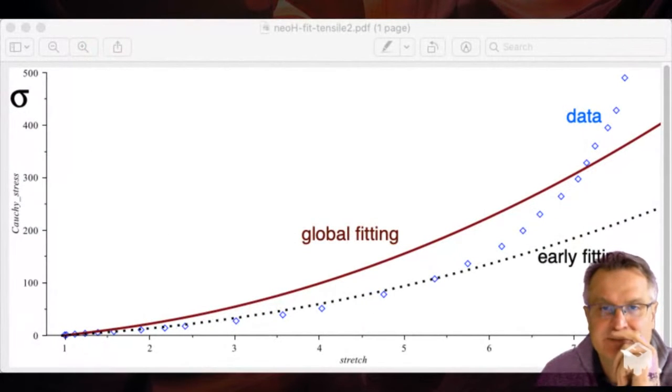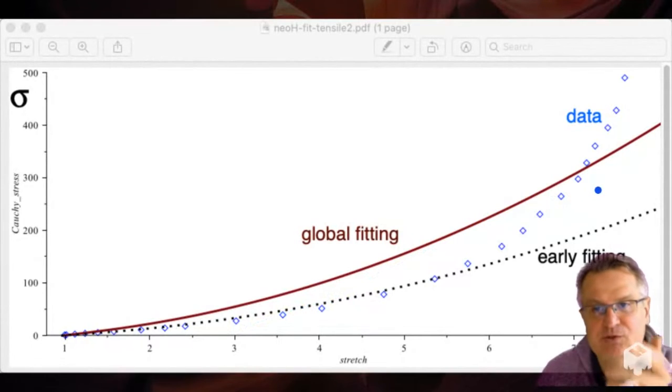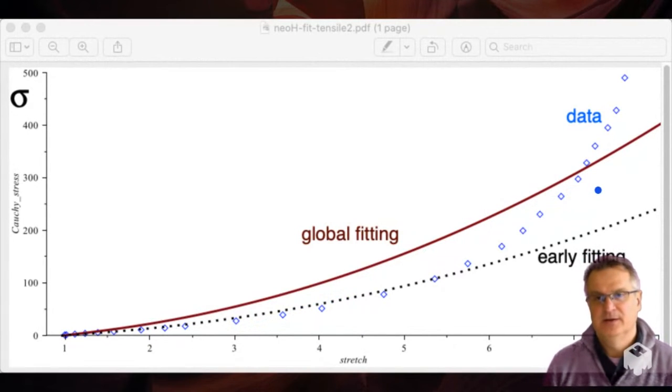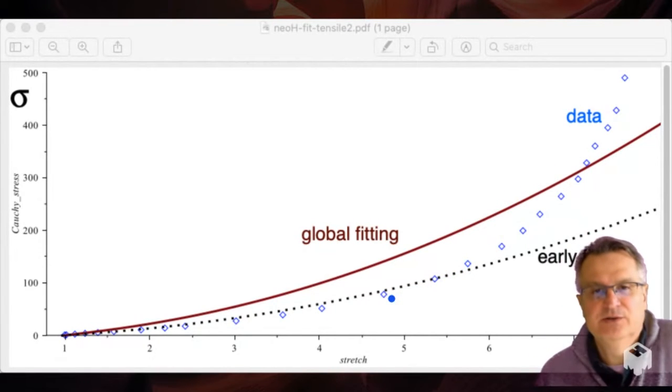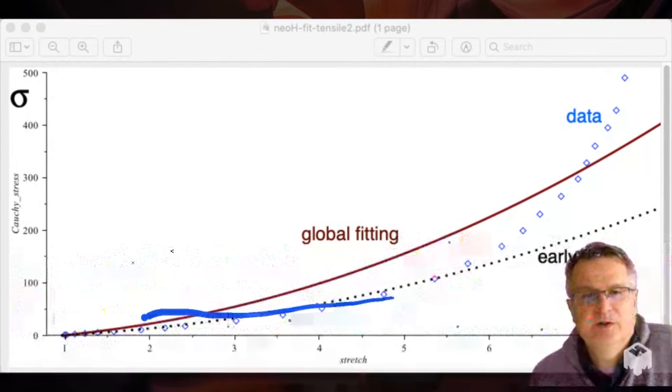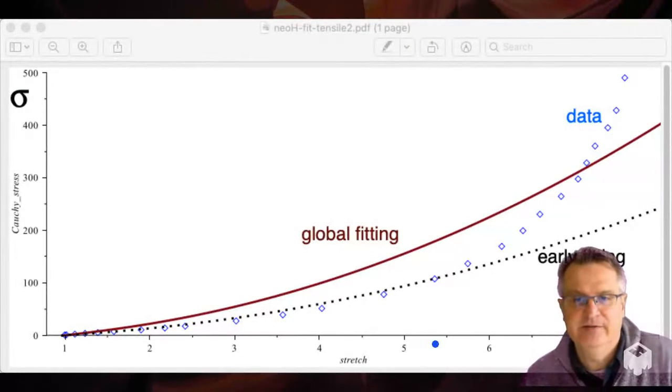Now with the Mooney-Rivlin, it's again a curve that grows slowly, not enough to capture the stiffening at the end. And so the global fitting is going to be terrible. In fact, it'll be even worse than the neo-Hookean. But for the early part, for the first 8 points, you get a pretty good fitting. And 8 points, that's far, right? That's all the way to 5. Means the rubber has been stretched 5 times its original length.